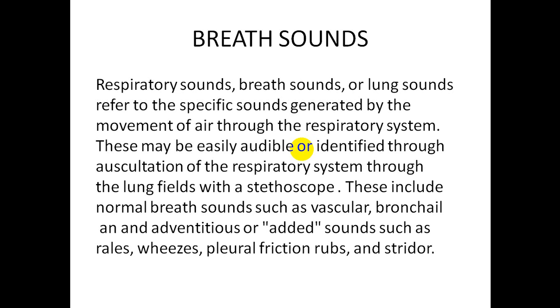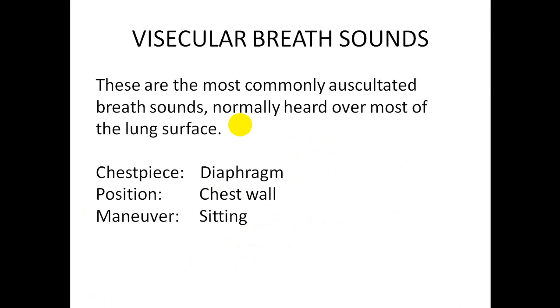These include normal breath sounds such as vesicular, bronchial or bronchovesicular, and the adventitious, or added, or abnormal sounds such as rales, wheeze, pleural friction rub, and stridor. We will discuss all these sounds, their mechanisms, when to auscultate, and their clinical significance.